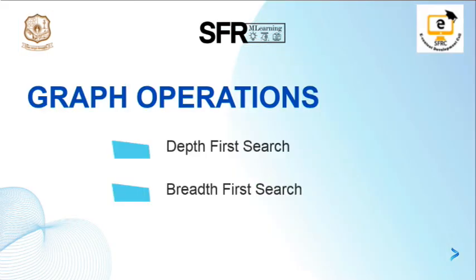Graph operations. While talking about graph operations, we are having two main operations. The first one is the depth first search, which is also referred to as DFS. The second one is the breadth first search, which is also referred to as BFS. First of all, we see about the depth first search, that is DFS.